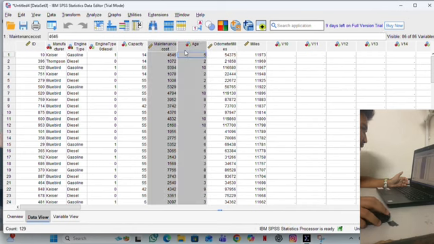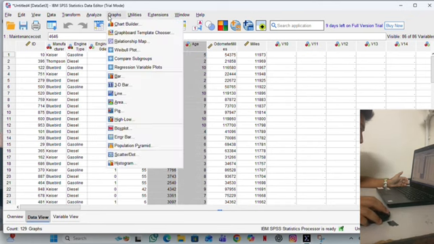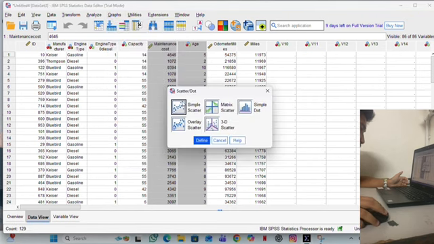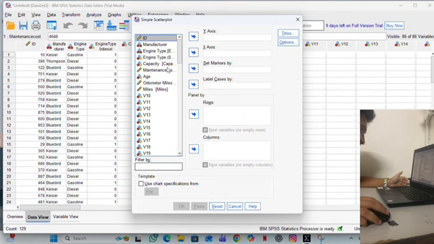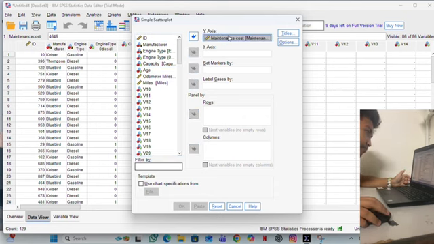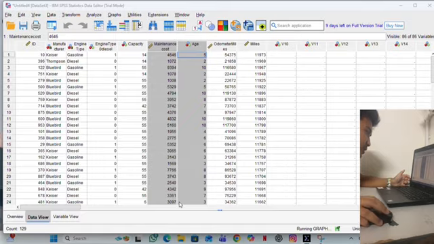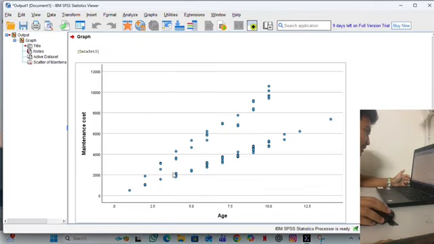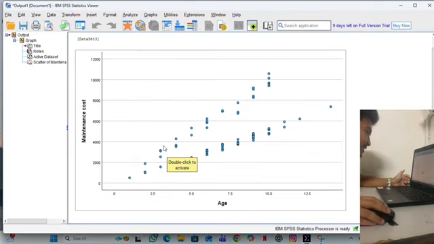First, we need to plot maintenance cost and age, so we find a scatter diagram and take a simple scatter, and we put maintenance cost on the y-axis and the age on the x-axis. So I construct a scatter diagram with bus age on the horizontal axis and maintenance cost on the vertical axis.